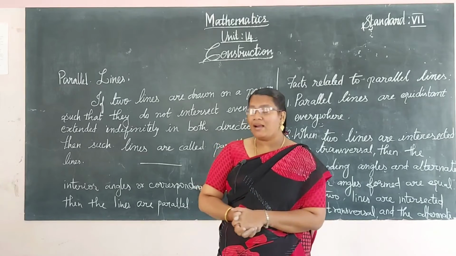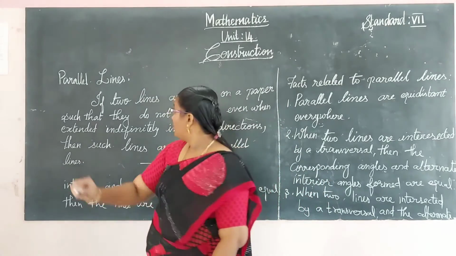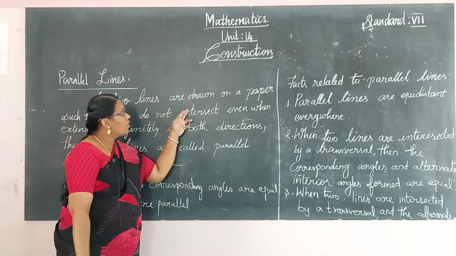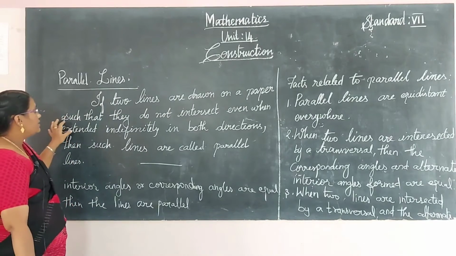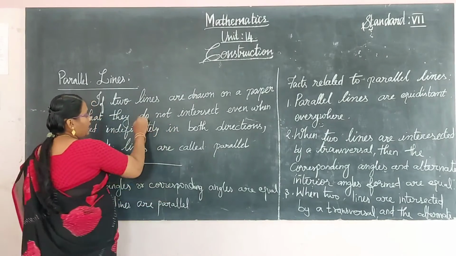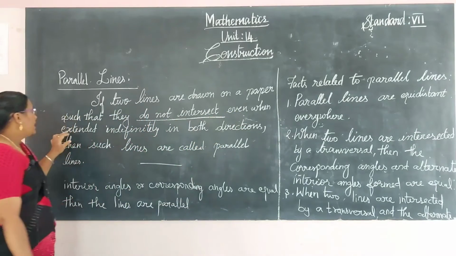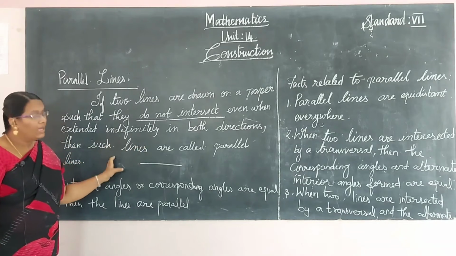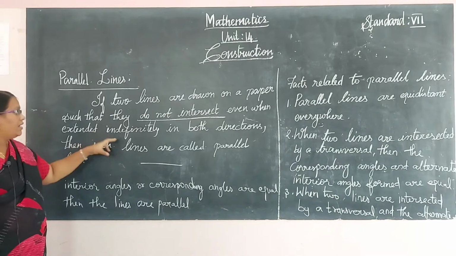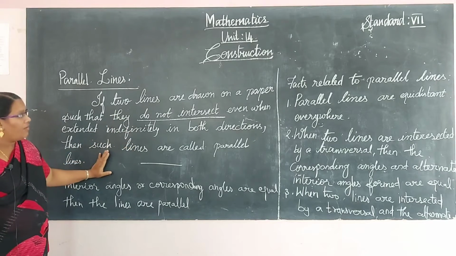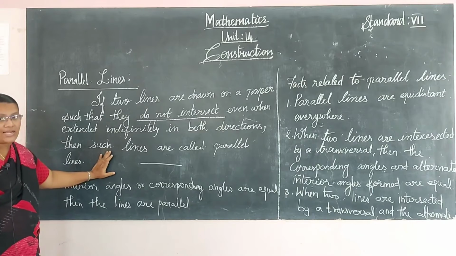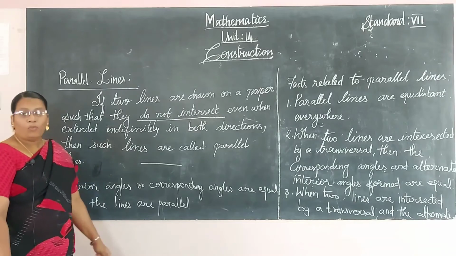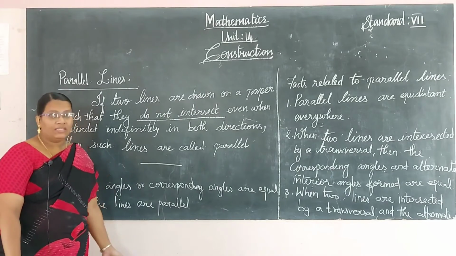What is the definition of parallel lines? If two lines are drawn on a paper such that they do not intersect even when extended infinitely in both directions, then such lines are called parallel lines. We already learned this definition in the previous chapter, along with intersecting lines, parallel lines, skew lines, collinear points and collinear lines.